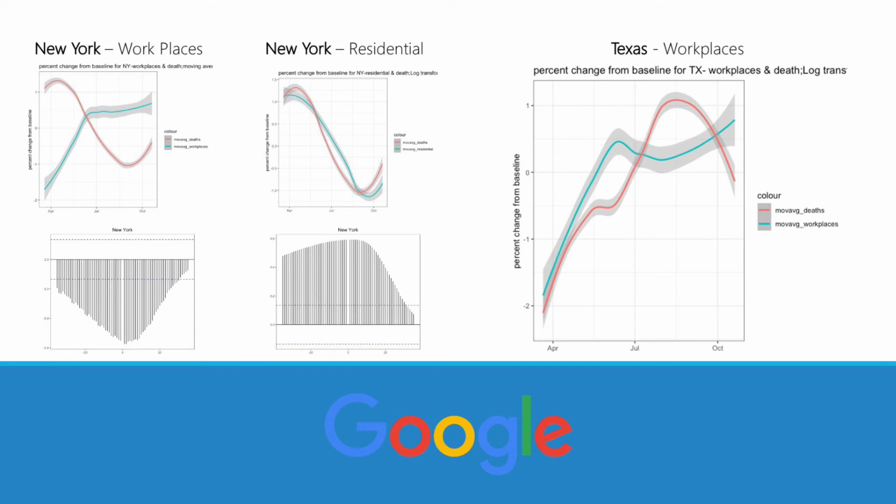When we see the visual plot on New York, we can clearly see the inverse relationship, as we can observe from other datasets. What is interesting is that Google has a residential category where it shows a positive relationship between mobility and death. This makes sense because the residential category represents the mobility in indoor movement.